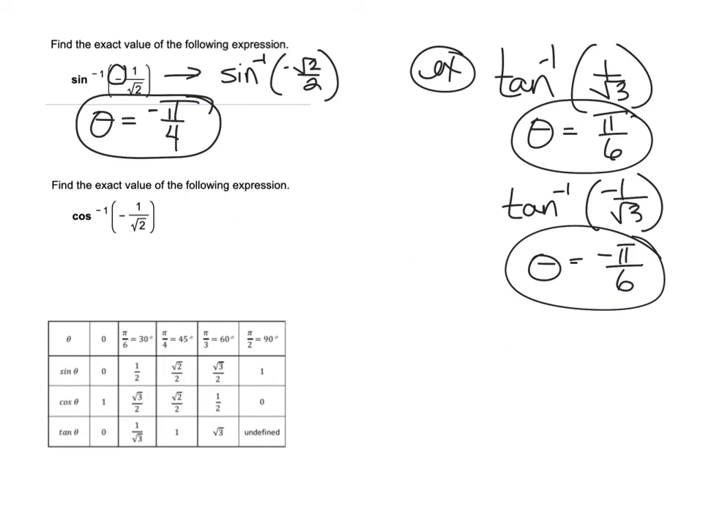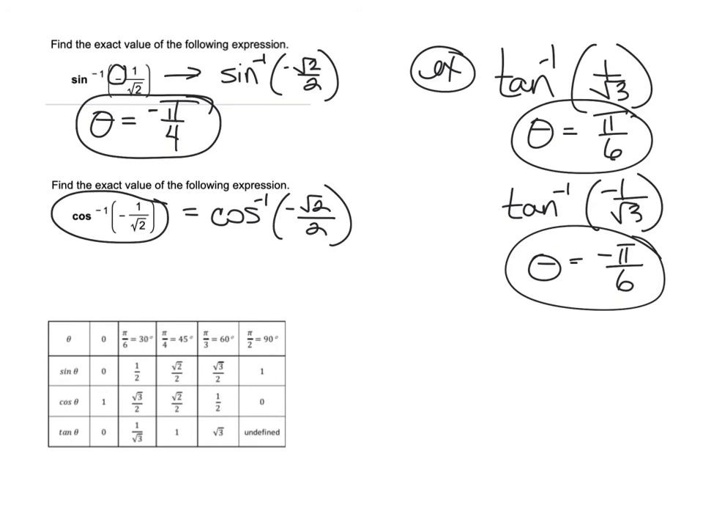Okay, so now when we get to inverse cosine right here, this is the one that's different. I'm asking for the inverse cosine of negative 1 over square root of 2. So just like right before, that is the same thing as saying I want to find the inverse cosine of negative square root of 2 over 2. It's just another way of writing the same angle.